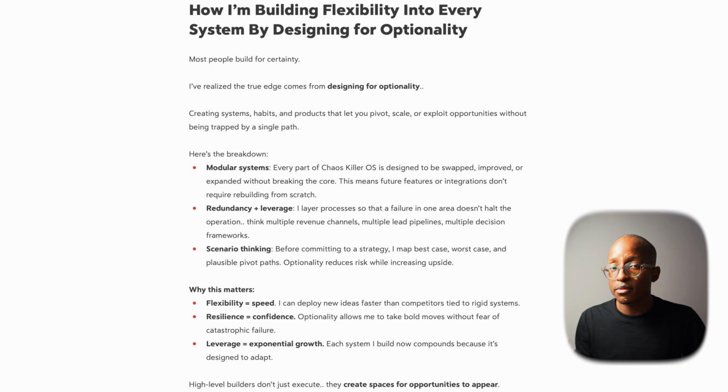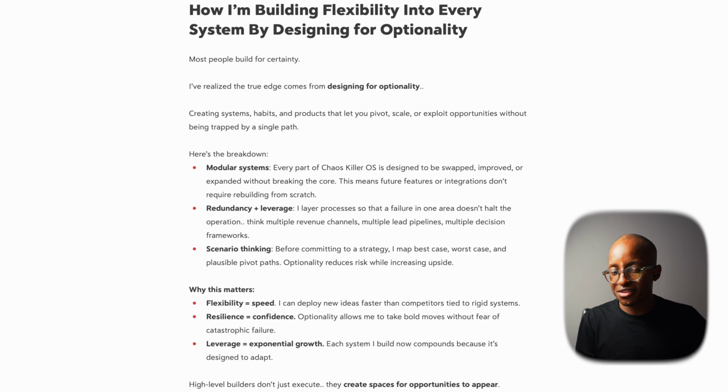And it doesn't break the entire machine, but you're also able to keep on going, which gives you control as well. Because I think the more control you have over the entire system, the more leverage you're able to create. But with that leverage, you need to tie in redundancy as well. And through that, you also need to make sure that we're incorporating scenario thinking, which basically says, hey, before we're committing to a strategy, we need to make sure that we're mapping out the best case, worst case, and plausible pivot paths. And I think in building systems, this is going to be one of the most important things.